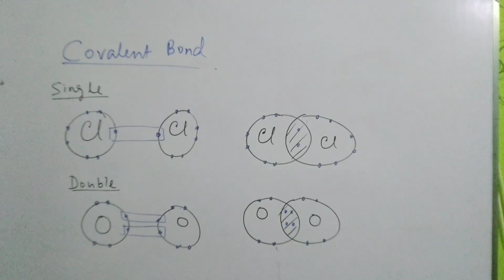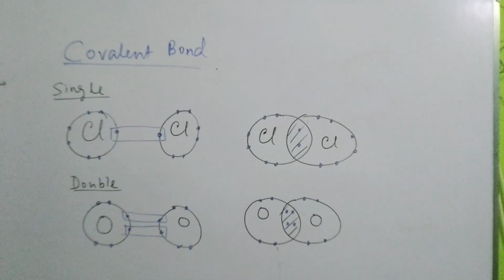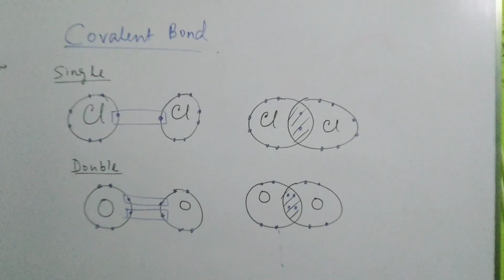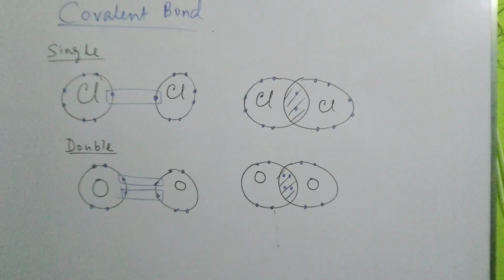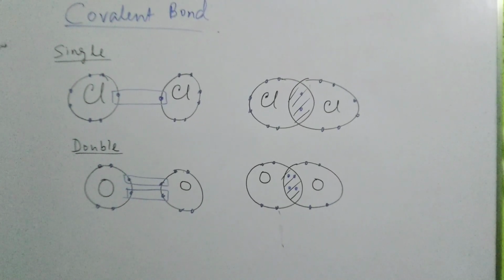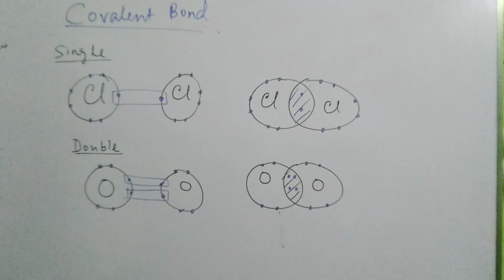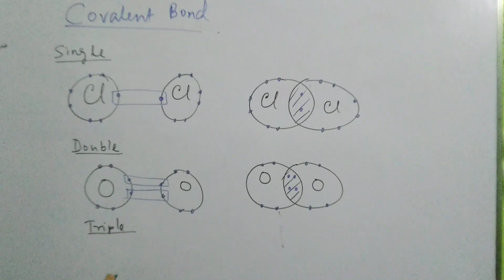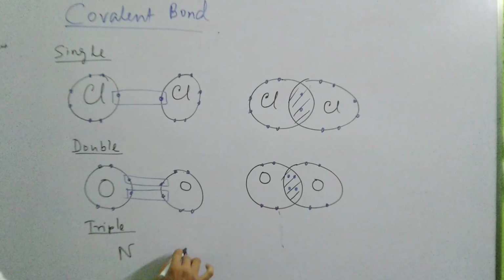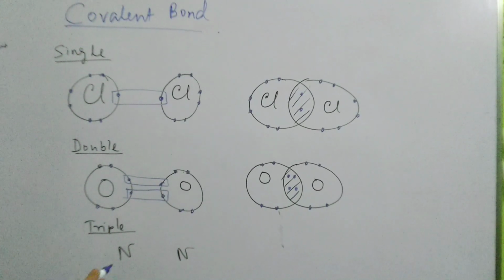Okay, take another example, triple covalent bond. Can you just lower the camera a bit, then it will come in one single page. So let us just show the formation of triple covalent bond. In case of triple covalent bond, consider the nitrogen atom. As you know from the configuration, it has 5 electrons in the outermost shell.